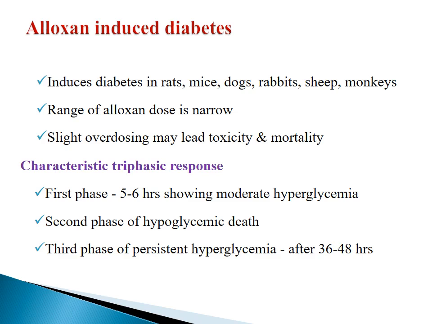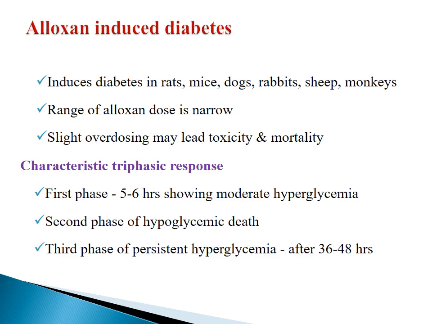Alloxan induces diabetes in various experimental animals including rats, mice, dogs, rabbits, sheep, monkeys. However, it is observed that beta cells of rats are found to be more susceptible and sensitive to Alloxan as compared to mice and humans. Hence, in experimental study, commonly used animal is rats followed by mice for studying Alloxan-induced diabetes. Range of Alloxan dose is narrow and slight overdosing may lead to toxicity and mortality. However, the range differs from animal to animal as well as it differs according to route of administration.